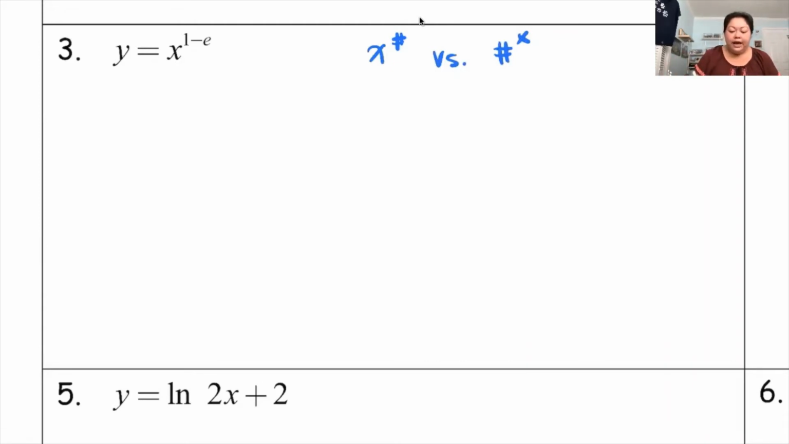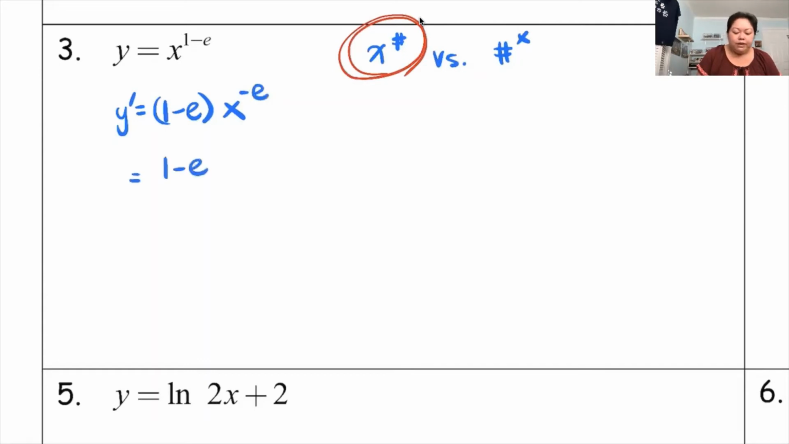So in this particular problem, we have this situation here, and we simply use the power rule. The power rule says drop your power and then subtract 1. So y prime here is now 1 minus e times x. The exponent was 1 minus e, minus 1 because we took the derivative, so we have negative e. That's the only thing left. Clean this up: 1 minus e over x to the e power. And that is your derivative.